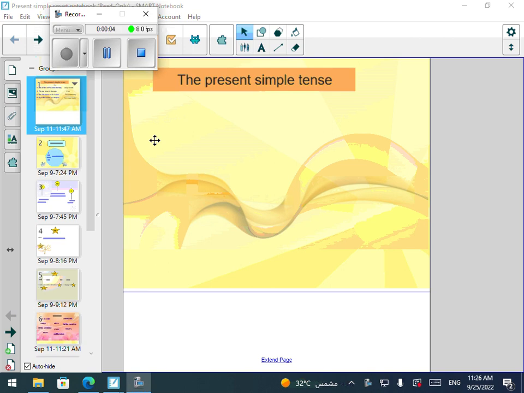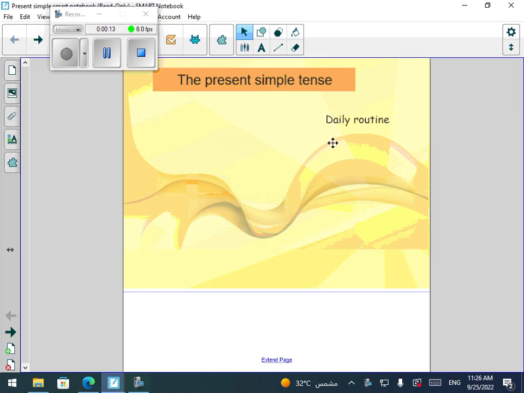Today's lesson is the present simple tense, and we're going to first talk about the usage. When are we using the present simple? Number one, if we are talking about a daily routine, something I do every day. For example, she drinks coffee every morning. Okay, so it's a daily routine.